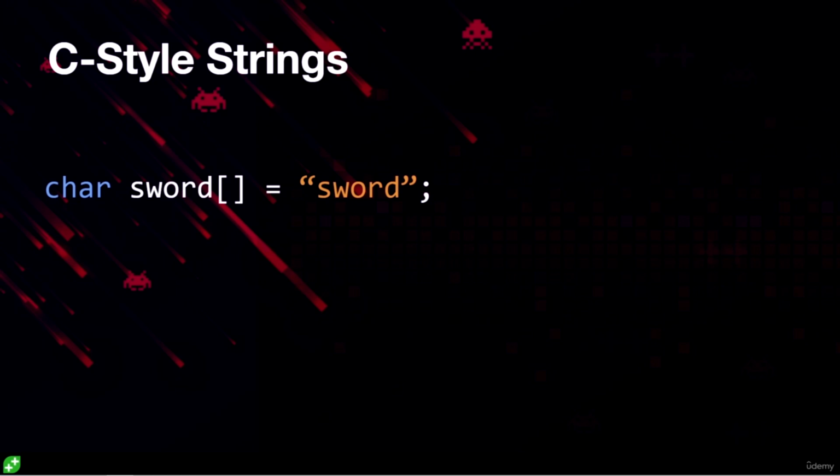That keyword char, sometimes called char, is the keyword for the character type. You'll notice that sword is an array of this type. Now on the right side of the assignment operator is the string sword in double quotes. This is known as a string literal, and it can be used to populate an array of chars. We don't need to place an integer in the brackets because the compiler is capable of deducing the size of this array based on the length of this string literal.